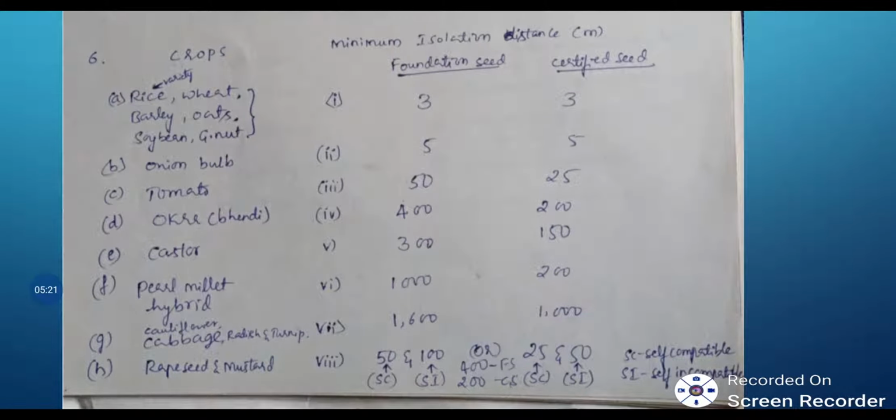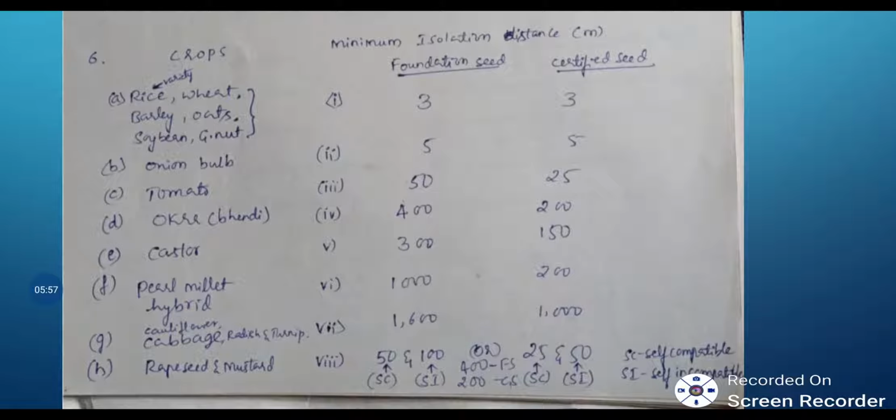Cauliflower, cabbage, radish and turnip, which are popular cole crops, have 1600 meter isolation distance for foundation seed and 1000 meters for certified seed. Coming to rapeseed and mustard, here the criteria is entirely different. As you can see, for self-compatible and self-incompatible foundation seed, the isolation distance is 50 meters for self-compatible and 100 meters for self-incompatible.